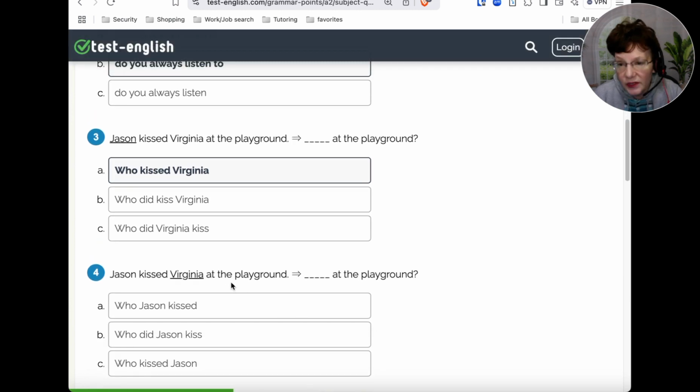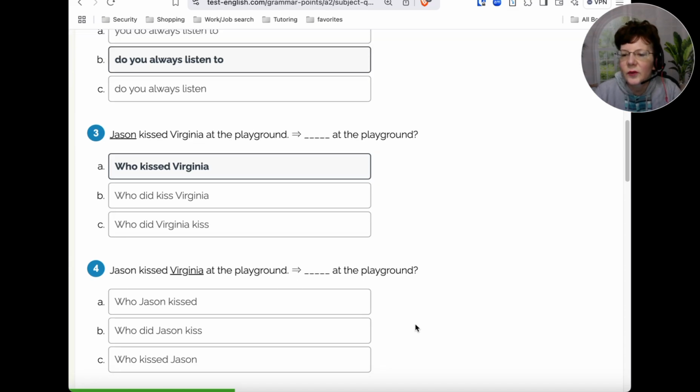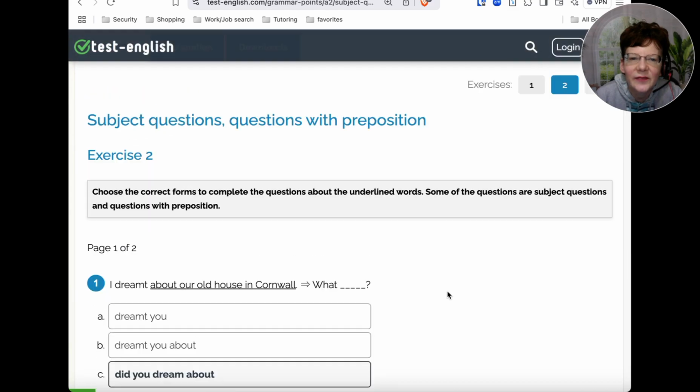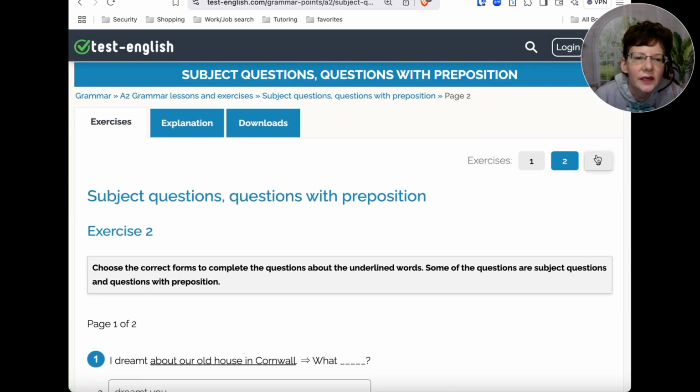Okay, one more here. "Jason kissed Virginia at the playground." Same sentence. So here we're asking about the object. All right, so who Jason kissed? Who did Jason kiss or who kissed Jason? Okay, so if you chose option B, "Who did Jason kiss at the playground?", that is correct.